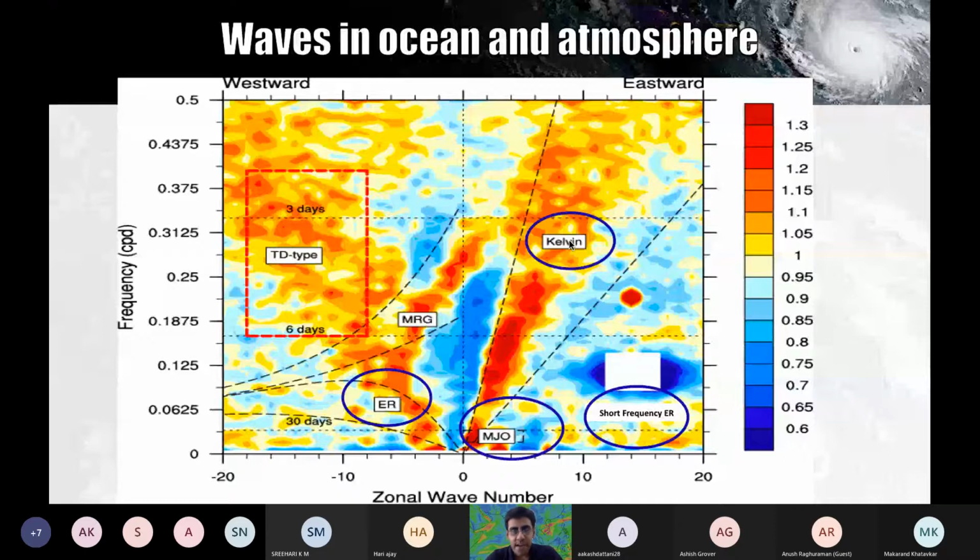Let us not make it complicated because it's easy to get lost in this side. And one more question, sir. I heard about that Fujiwara effect, sir. Is it due to mixed Rossby gravity? No. Let's not. That is in cyclones. Let's not confuse that. Okay. Okay, sir.